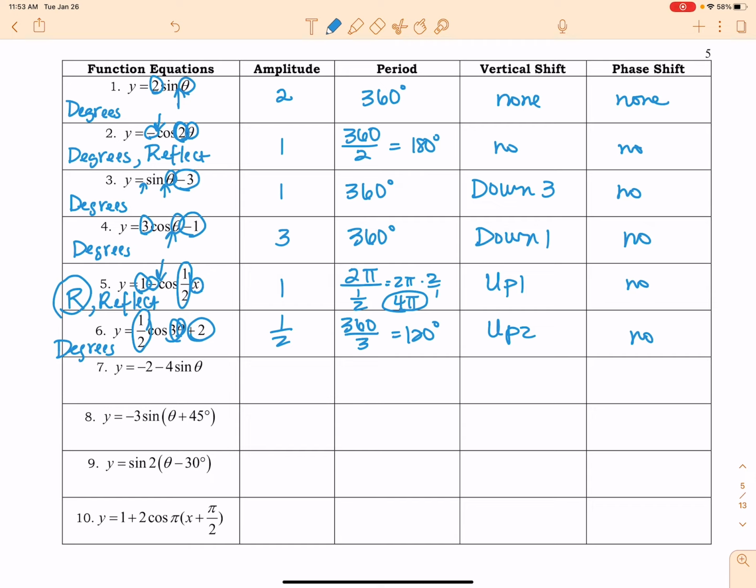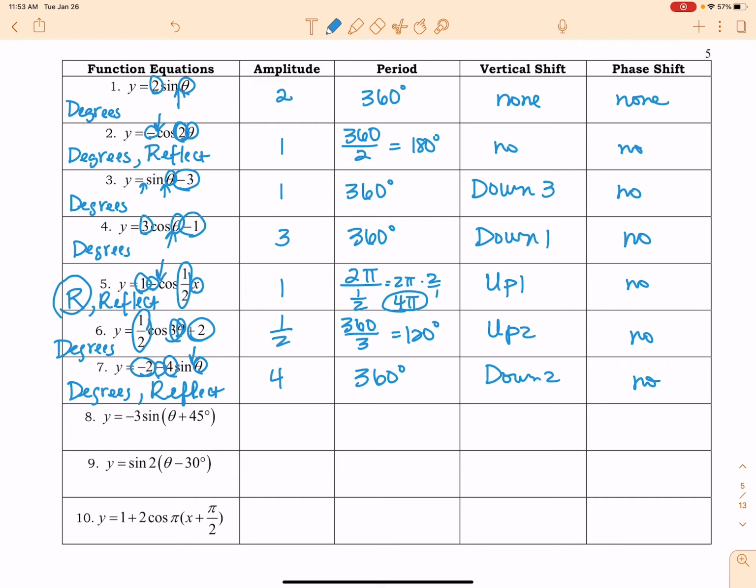Number 7, y equals -2 minus 4 sine theta. We are in degrees because of that. We do have a reflection because of that negative. The amplitude is 4. There's no value between sine and theta, so the period is going to be 360. There is a vertical shift of down 2, and there's no phase shift.